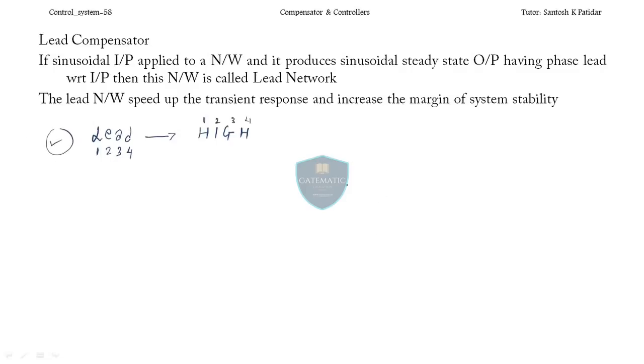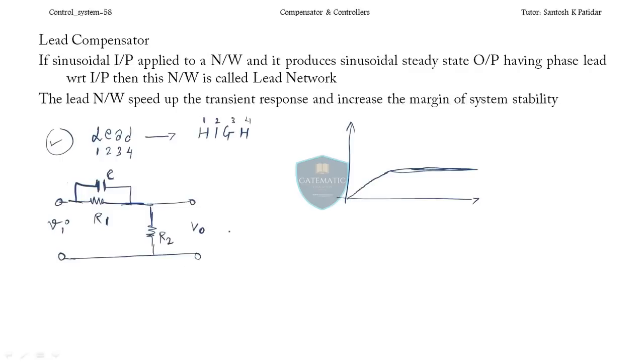The characteristics of this, don't worry, later we'll see in detail. In the lead, I'm telling you the output, how we'll get the output. It will be like a high pass filter, like this you'll get. So the diagram, or the circuit or network for the lead compensator, is given by this. So here is the network given.